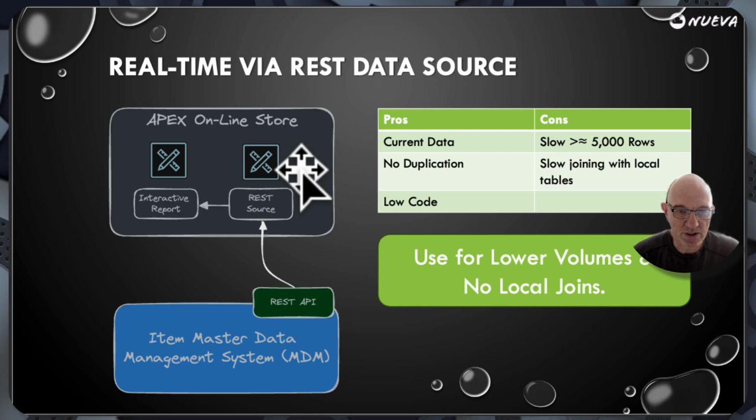So in this online store example, if we had sales order lines that we wanted to join with the items coming from the MDM system, we have to bring all the items across to a local database before they can be joined with our sales order line table. And that's going to be quite a slow process. So this approach is best used for lower volumes of data and situations where we don't have to have local joins or joins with tables in our local environment.